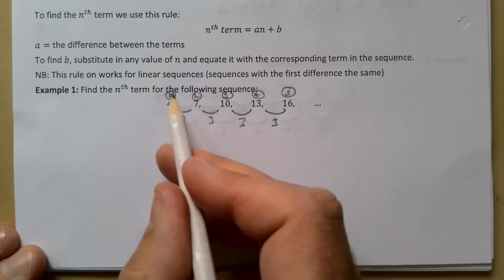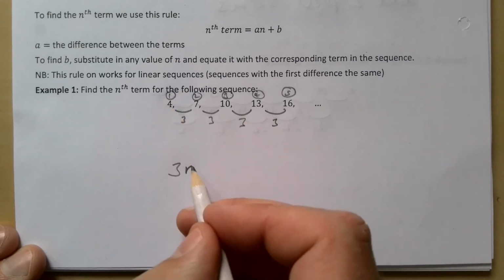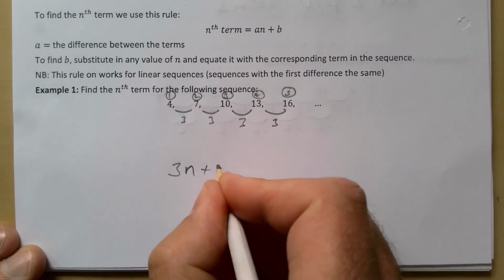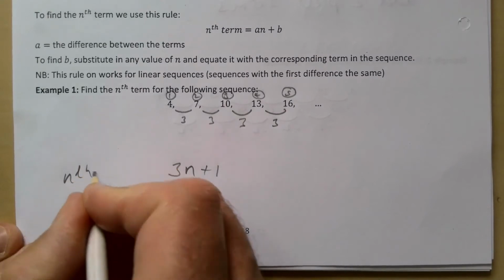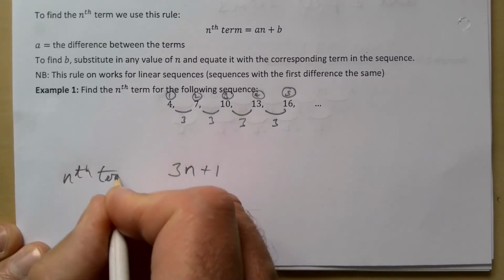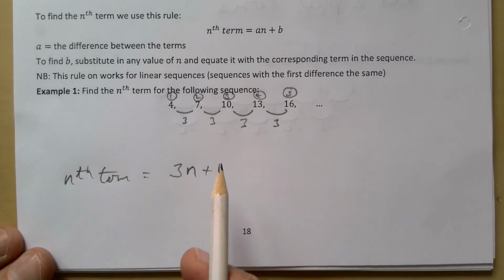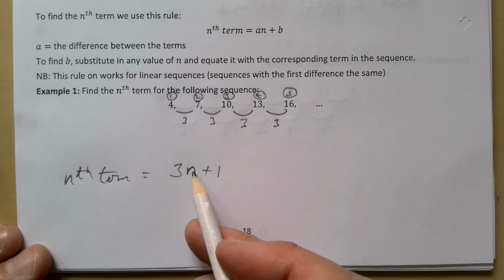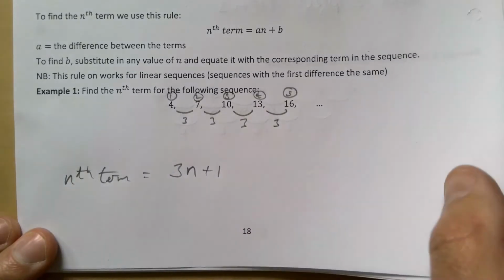I then take the number 1 and put it into the formula. 3 times 1, so I exchange my n for a 1 here. 3 times 1 gives me 3, but I want 4, so I have to add on 1. So I'm hoping the nth term in this particular case is 3n plus 1. I like to check it to make sure it works for some of the other numbers, so let's try for the number 4. 3 times 4 gives me 12 plus 1 is 13, so it has worked. So my formula then is 3n plus 1.